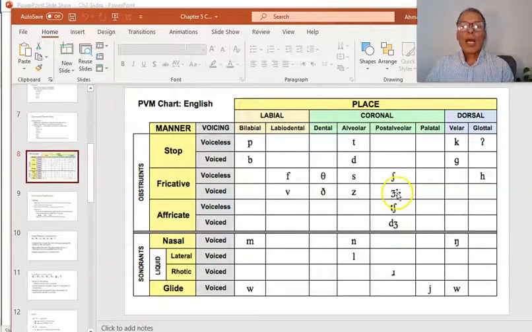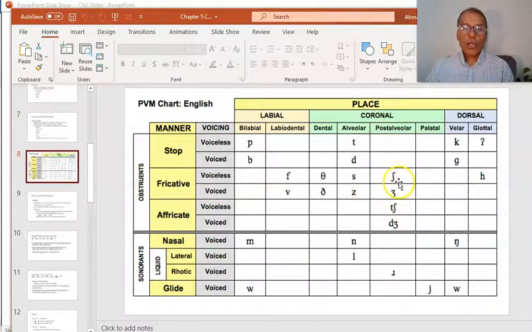The next one, as in garage, or seizure or pleasure. That sound is a postalveolar, or you can call it palatal fricative, and it is voiced.